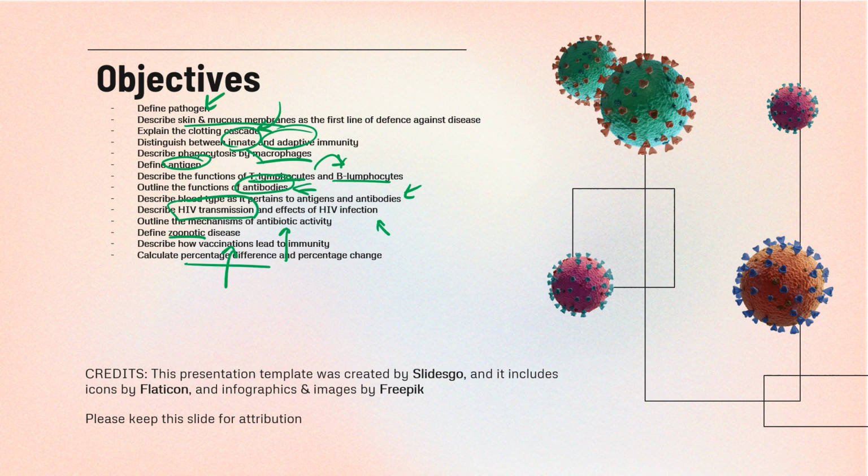And then we did some math: percentage difference and percentage change. Percentage difference is going to find the difference of two values divided by the average of those two values times 100. Percentage change is going to be the final value minus the initial value divided by the initial value also times 100. Great work today, my friends.